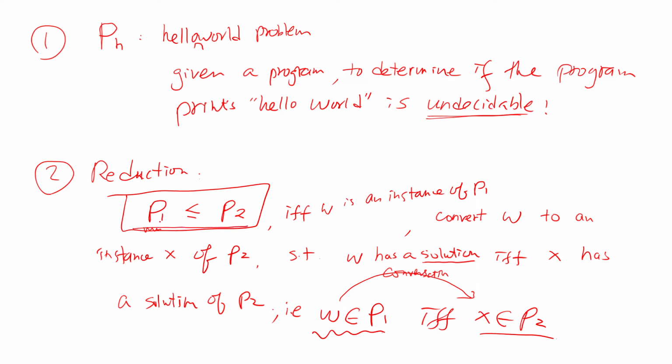Okay. And now we know the pH is undecidable. So if we can prove that the pH is reducible to PS, okay, PS is the problem we discussed earlier, print out something, then PS is undecidable because pH, the hello world problem, is undecidable. Now, to show the pH is reducible to PS.